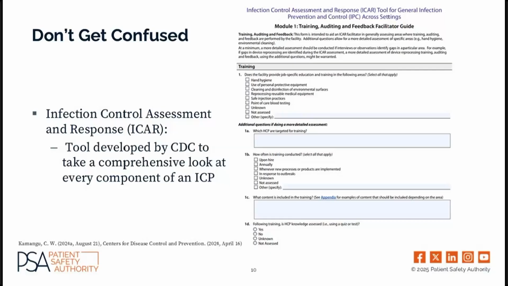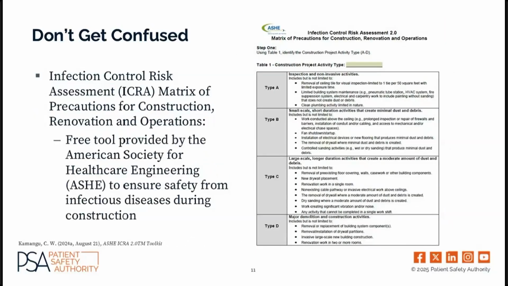If you've had an ICAR done at your facility recently, the information from that can certainly be used for your risk assessment, but they are not the same thing. Another tool that I think can be a little bit confusing and has a bit of a similar name is the Infection Control Risk Assessment, or an ICRA.